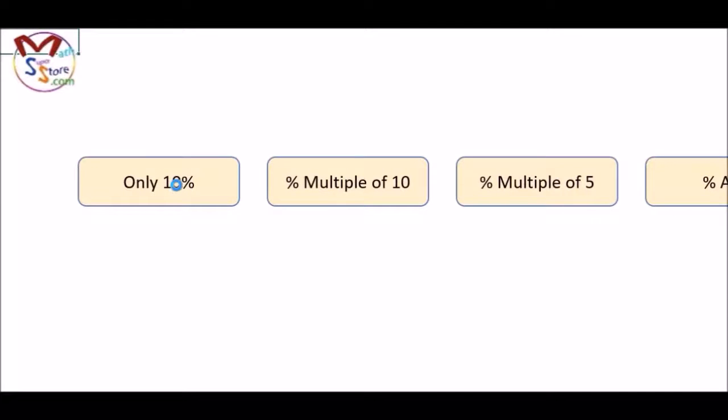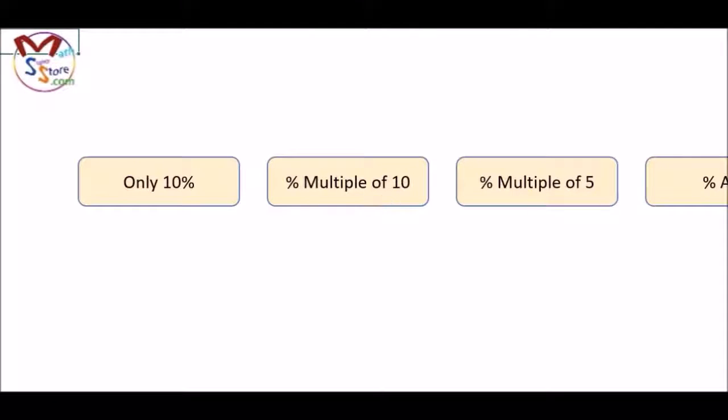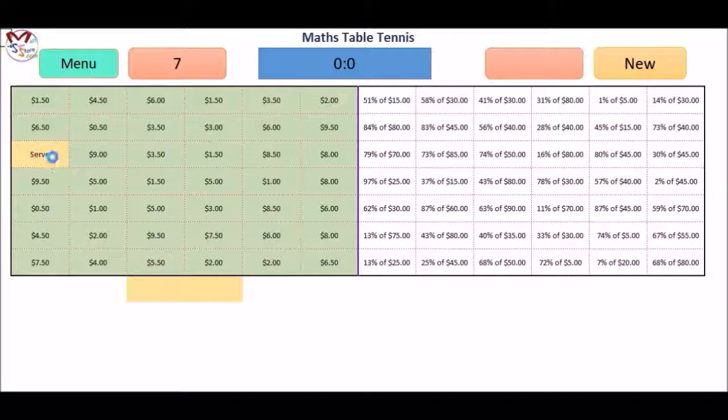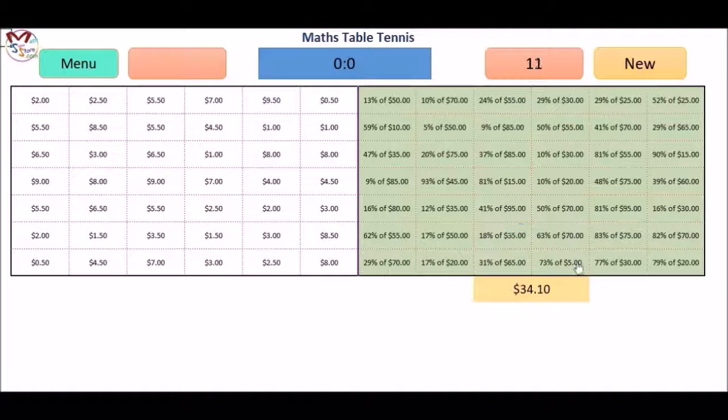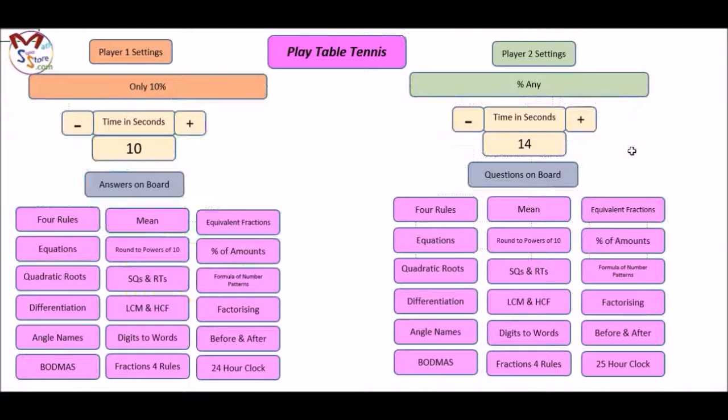Percents of amounts, we can choose 10% only. So it's only 10%. And we could choose multiples of 5, multiples of 10, or over here it says any, it doesn't fit into the screen here. So we'll choose any for player 2. And then we can play. So now player 1 will be asked, wow. So we have the answer here, and 6 seconds left to find 34 is maybe about, is it that one? That was just a guess. So if it becomes too hard, we give player 2 extra time to answer, or extra time to work out and find the answer on the board.